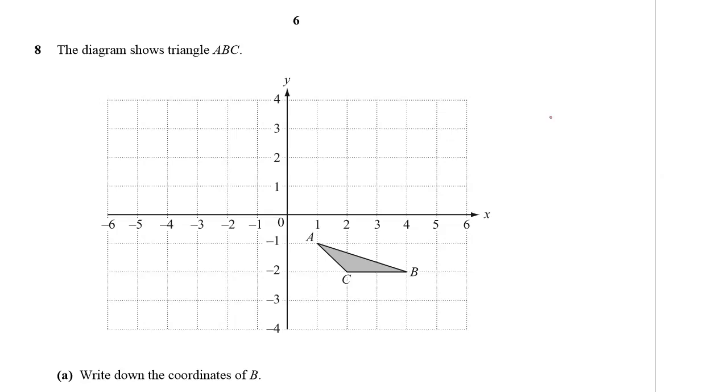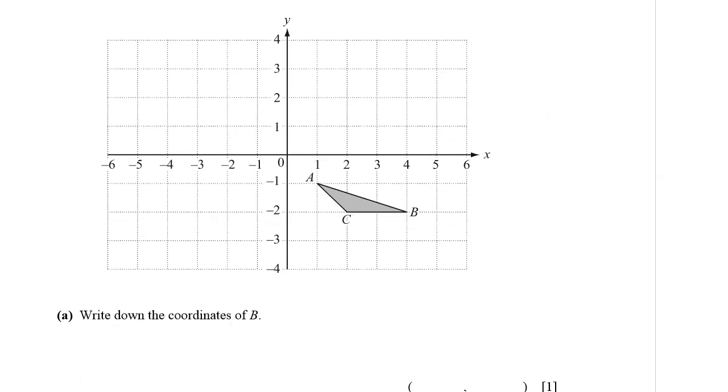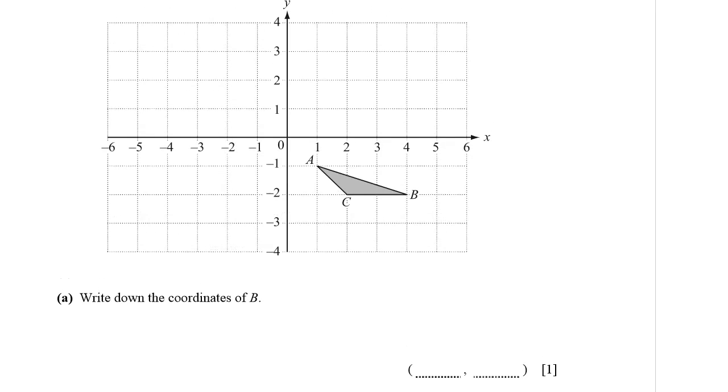Question number 8. The diagram shows the triangle ABC. Part A, write down the coordinates of B. The coordinates of B is (4, -2). Always, when writing coordinates, you write them as x, y. So the x coordinate of B is 4, and the y coordinate of B is -2. Therefore, (4, -2) is the coordinate of B.